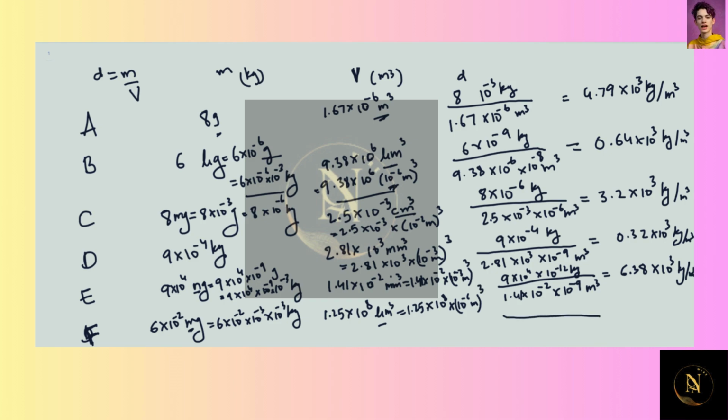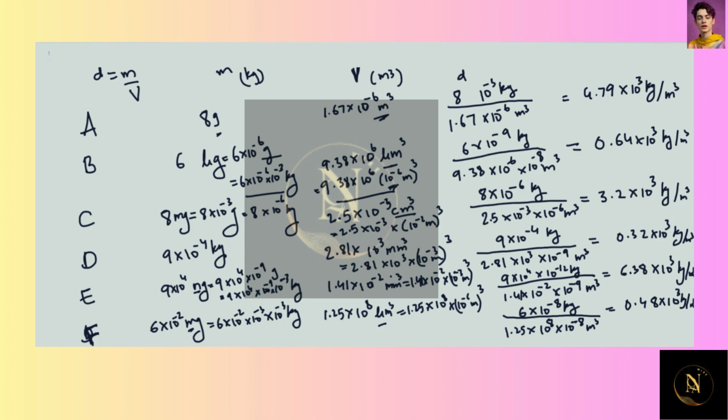Now density is mass by volume. Mass is 6 into 10 power minus 8 kilogram, and volume is 1.25 into 10 power 8 into 10 power minus 18 meter cubed, which turns out to be 0.48 into 10 cubed kilogram per meter cubed.